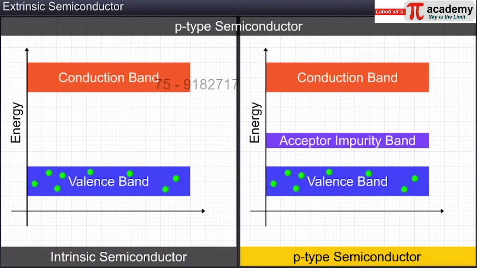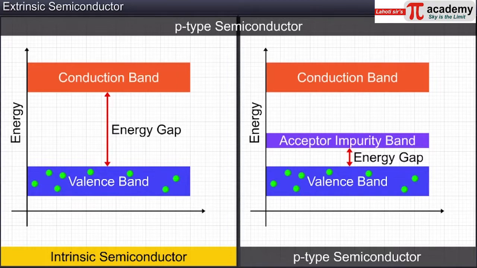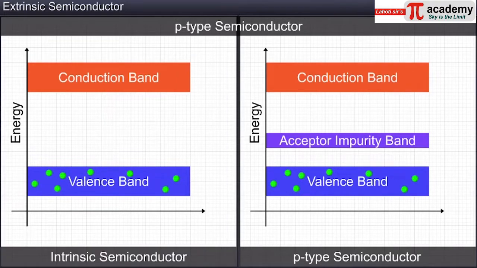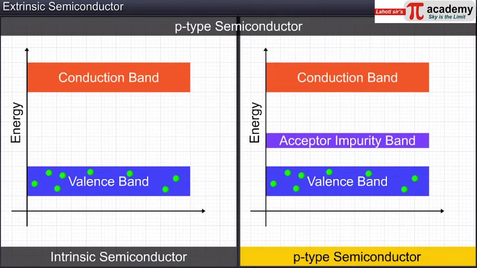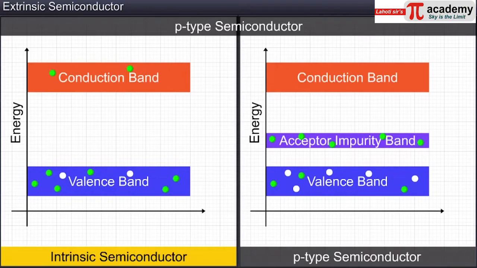A p-type semiconductor has an acceptor impurity energy band that lies just above the valence band. Thus, the free electrons can leave the valence band by covering a much smaller energy gap as compared to an intrinsic semiconductor. Valence electrons in a p-type semiconductor can move from the valence band to the acceptor impurity energy band even at room temperature to create holes in the lattice. Thus, the electrical conductivity of a p-type semiconductor is much better than an intrinsic semiconductor.